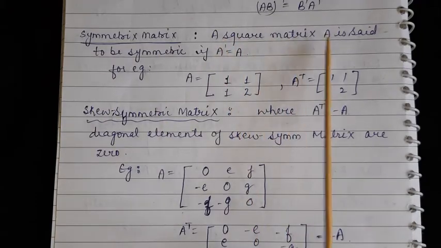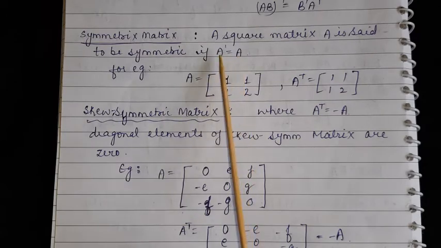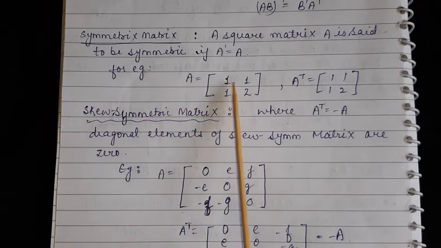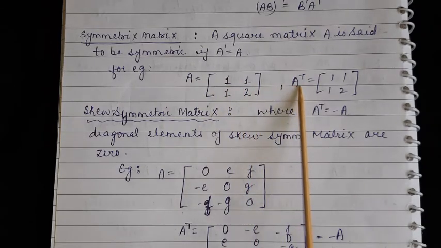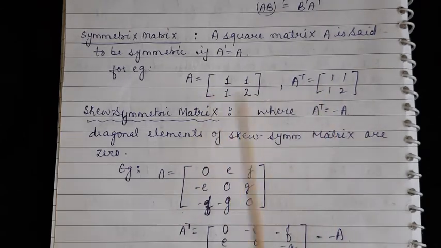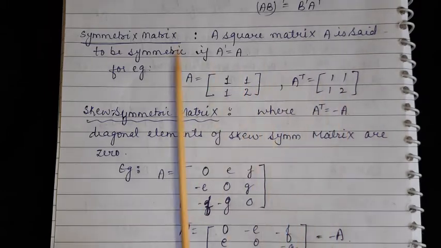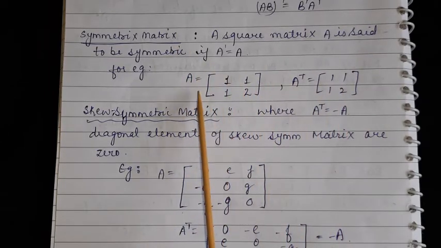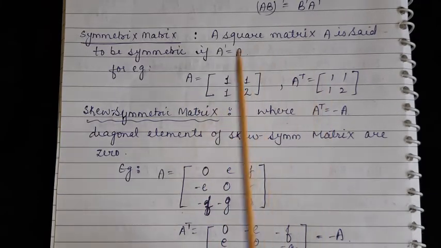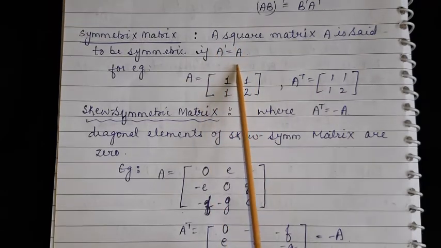A square matrix A is said to be symmetric if its transpose and the matrix both are exactly the same. So here is one example. We have taken A, where A is 1 1 1 2. Now let's write down its transpose. This is the first row, it will become the first column. This is our second row, it will become our second column. But as you can see, A and A transpose both are the same. It means this A is a symmetric matrix. So whenever you have to check whether the given matrix is symmetric or not, you only need to check this condition, that A transpose should be equal to the matrix itself.